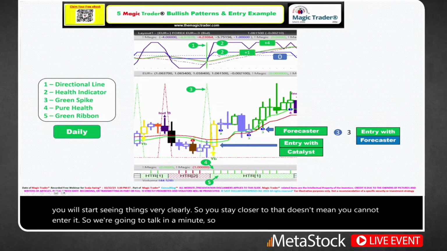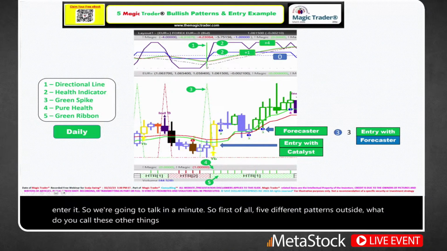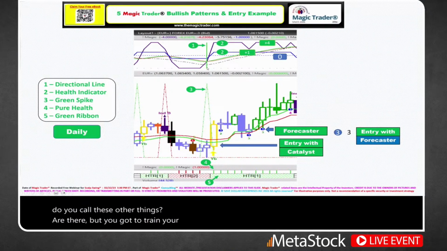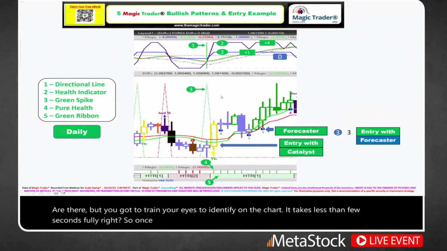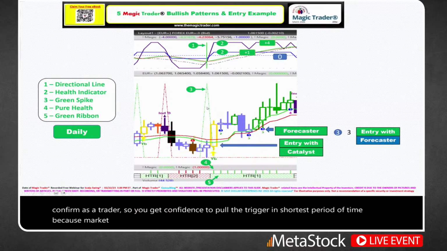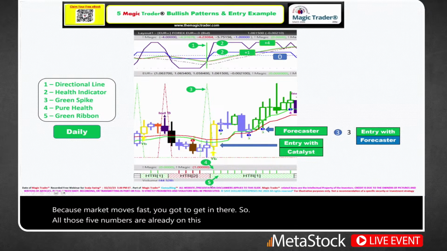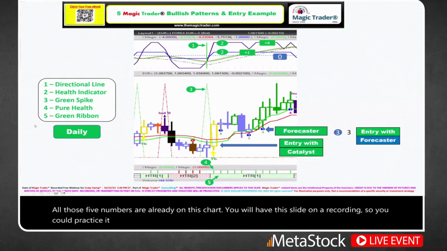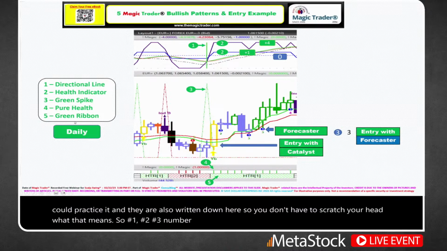So first of all, there are 5 different patterns. Outside of these, other things are there, but you've got to train your eyes to identify them on the chart. It takes less than a few seconds, really. Once you know, you automatically see what you're looking for. And you confirm as a trader, so you get the confidence to pull the trigger in the shortest period of time, because the market moves fast. So you've got to get in there. All those 5 numbers are already on the chart. You will have this slide in a recording, so you can practice it. And they are also written down here, so you don't have to scratch your head about what that means. So number 1, number 2, number 3, number 4, number 5, they're already described there.